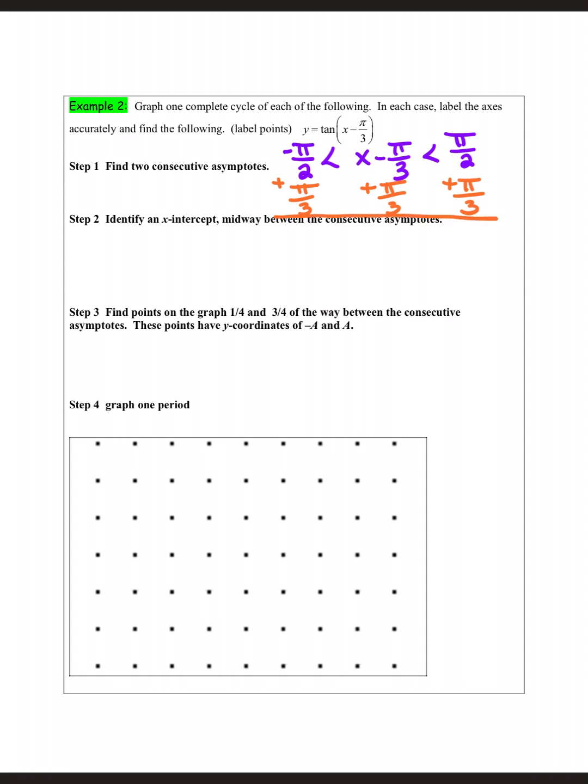Notice we do need a common denominator here, so negative pi over 2 plus pi over 3, the common denominator would be 6. So negative pi over 2 is equivalent to, if I multiply by 3, negative 3 pi over 6. And then pi over 3 is equivalent to, multiplying by 2, 2 pi over 6. So negative 3 pi over 6 plus 2 pi over 6 will give me negative pi over 6.